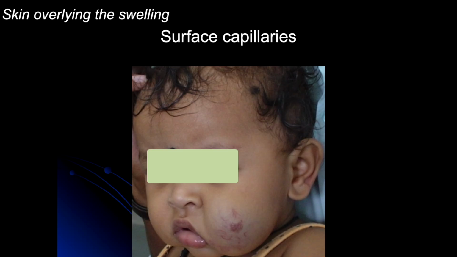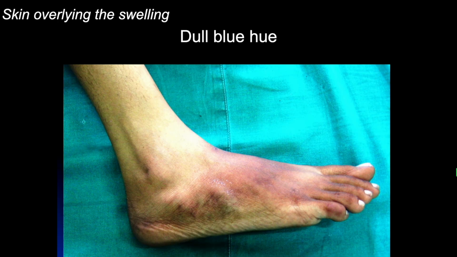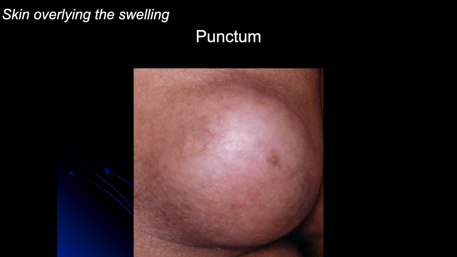Surface capillaries suggest an underlying vascular malformation. This is a diffuse swelling affecting the dorsal and lateral aspects of right foot. A dull blue hue of the skin suggests an underlying vascular malformation. A black spot called punctum upon the swelling, if present, supports the diagnosis of sebaceous cyst.